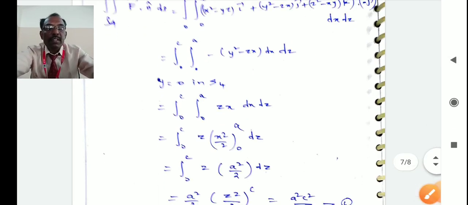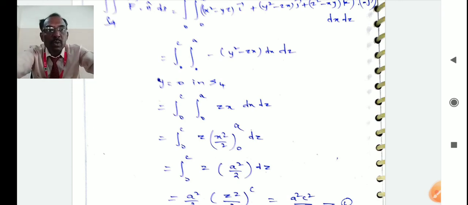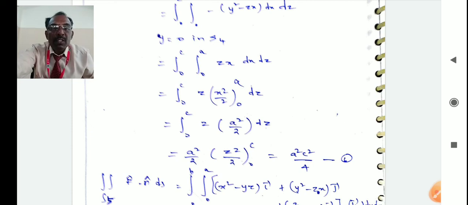Integration of zx with respect to x, we get z times x²/2, limit is 0 to a. Here put x equal to a, we get a²/2 into z. Integration of this with respect to z, we get a²/2 into z²/2, limit 0 to c. Here put z equal to c. Finally, we get a²c²/4, which is equation number 6.